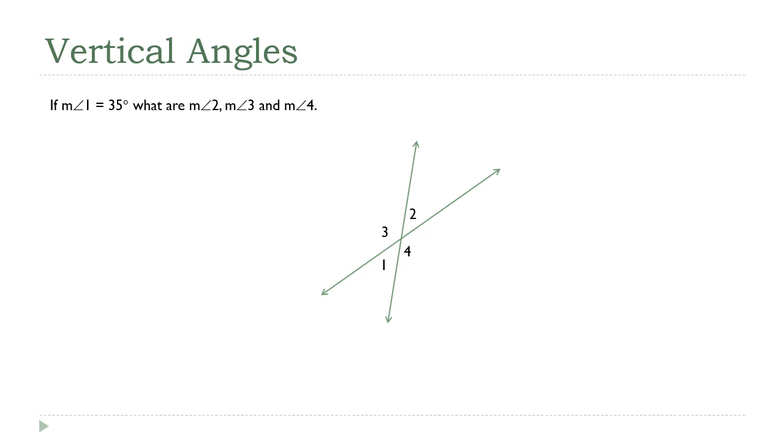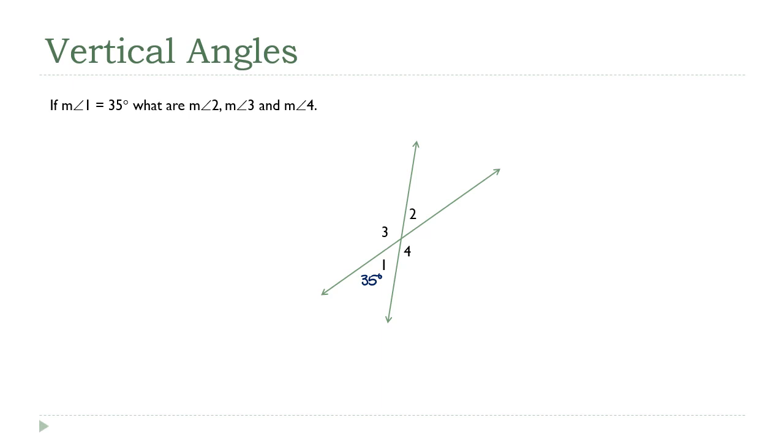So I've got another example for us to look at here. And we've got a situation where we've got two lines that are crossing. So we've got a bunch of vertical angles, a bunch of adjacent angles. And I know the measure of one of them. Right? Measure of angle 1 is 35 degrees. And what I usually do when I have a diagram and I'm given information about it, I'll actually write that information right there in the diagram. What I want to know is what are the measures of the other three angles.